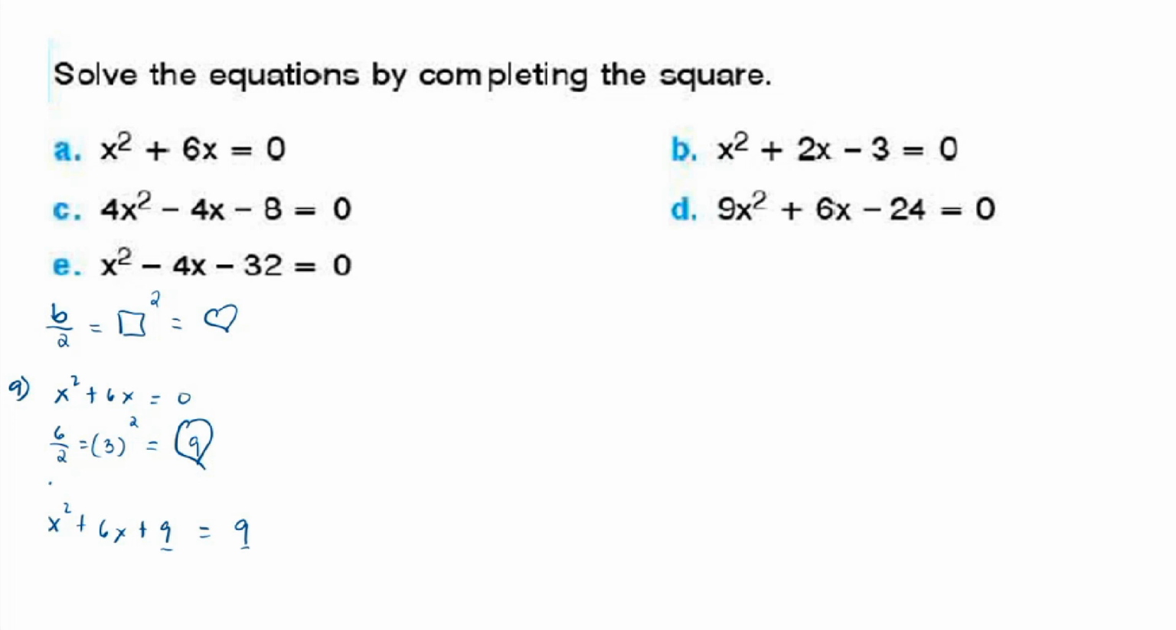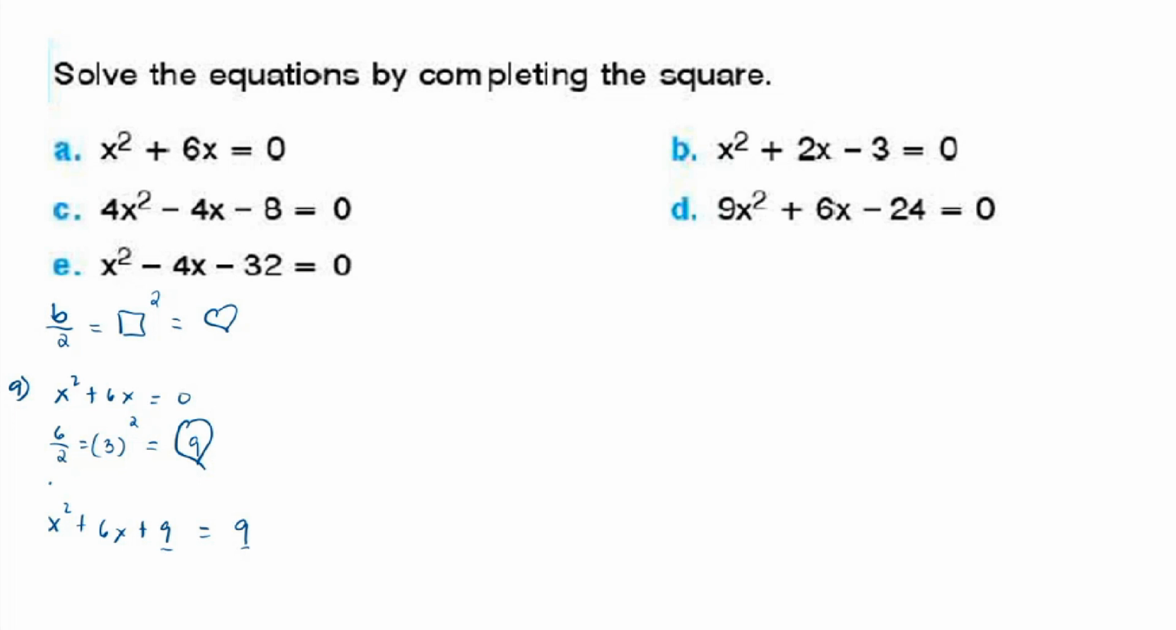Because if you're going to transpose 9 from the right-hand side to the left-hand side, it becomes 9 minus 9 is 0. Therefore, it goes back to the original equation. Now, on the left-hand side, the x squared plus 6x plus 9 is observing the property of the perfect square trinomial, wherein the factor of that becomes a square of a binomial by just taking the roots of the first and the last term.